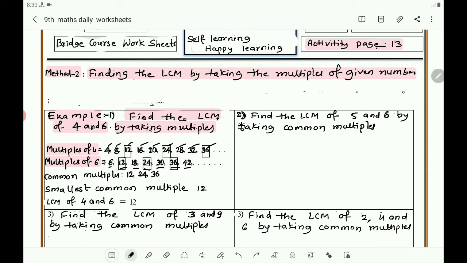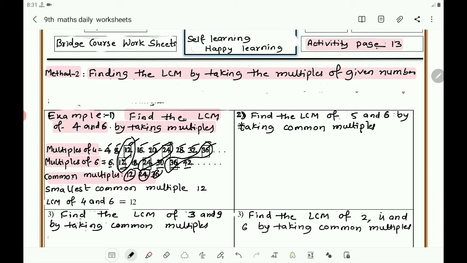So write the common multiples first. Common multiples are 12, 24, 36. Here you observe, 12 is there in both, so these two are common multiples. Again 24 is there. Then 36. These are the common multiples.